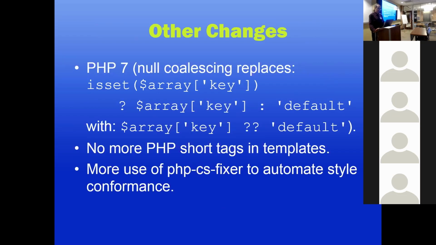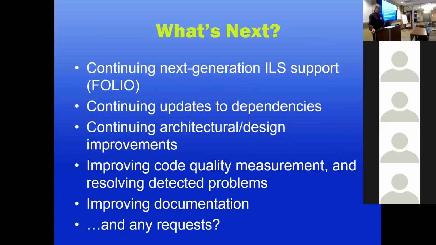So that gets us through what has changed. So let's start to talk about what we can do next. And this is, of course, intended to get some ideas in your heads for the road mapping session this afternoon. So one thing that's definitely ongoing is continuing support for next generation ILSs, because we want people to continue to use VuFind when they migrate off of whatever antiquated platform they might be using today. So we want to be ready for that.